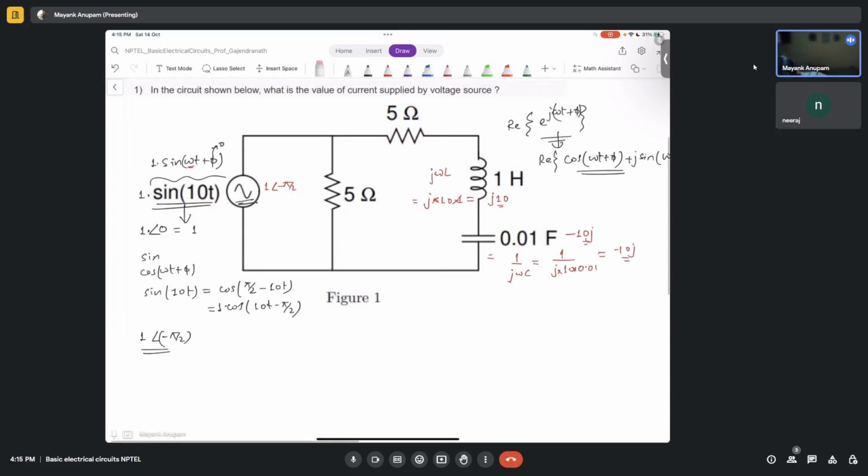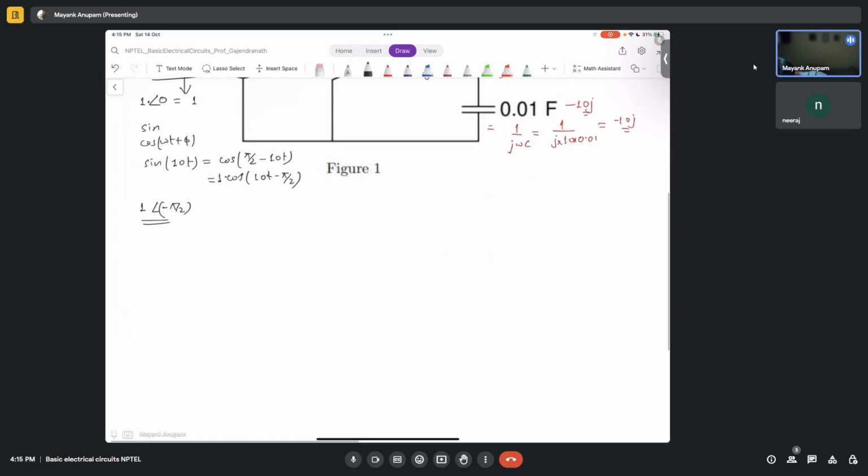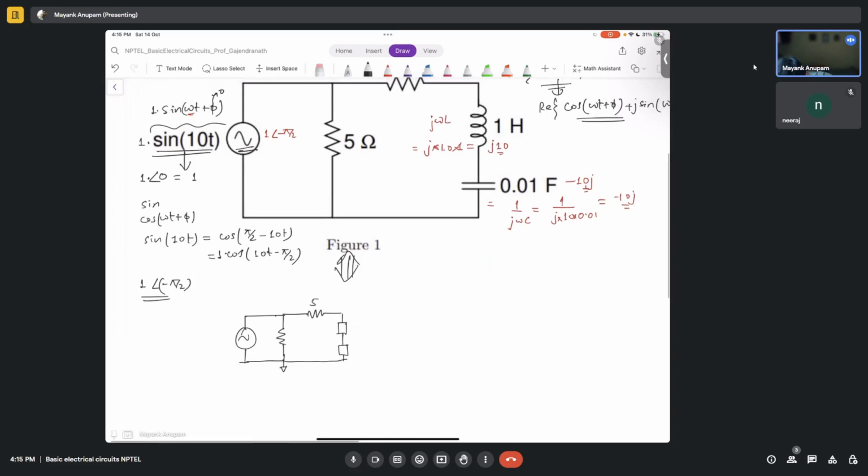Now since we have everything, let's make an equivalent picture here. It will look like this: we have a voltage source here, a resistor here, another resistor here, then an impedance here and another impedance here. So this resistor is 5 ohms, this is 5 ohms, the source is 1 angle minus pi by 2, this is j times 10, and this is minus j times 10, correct?